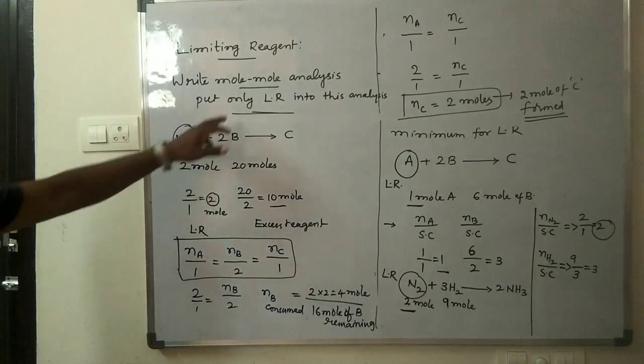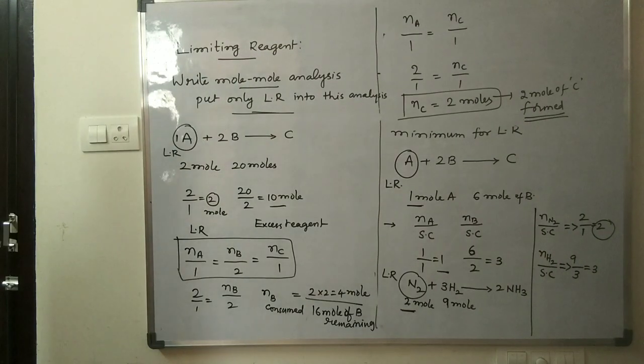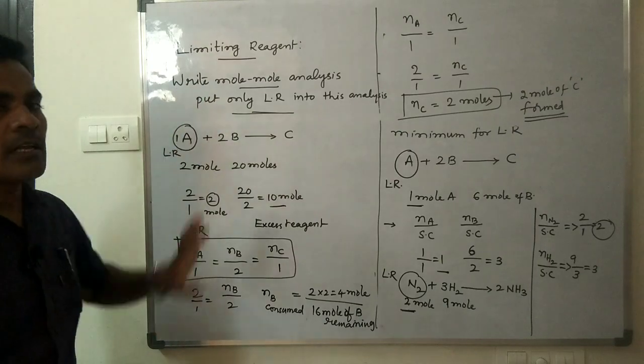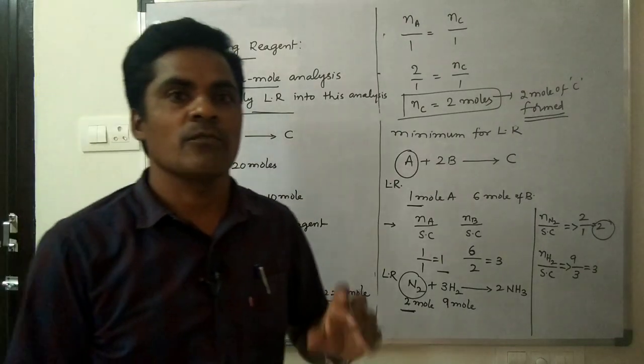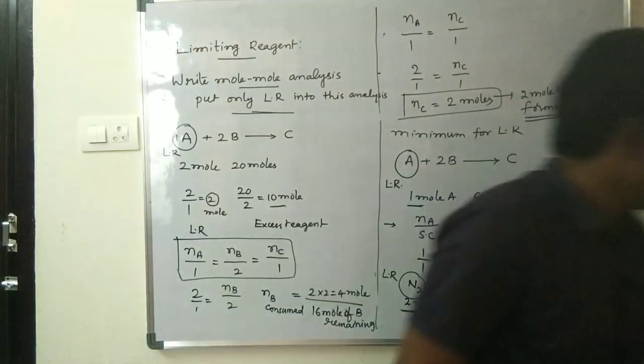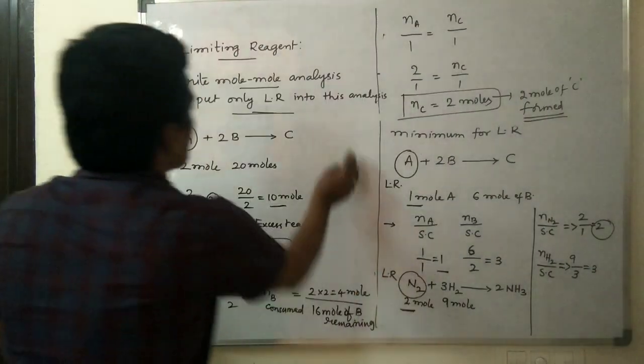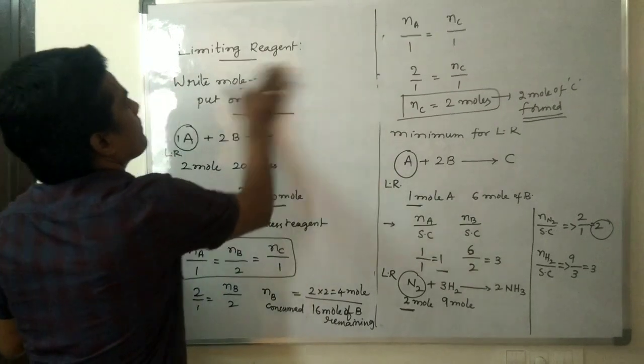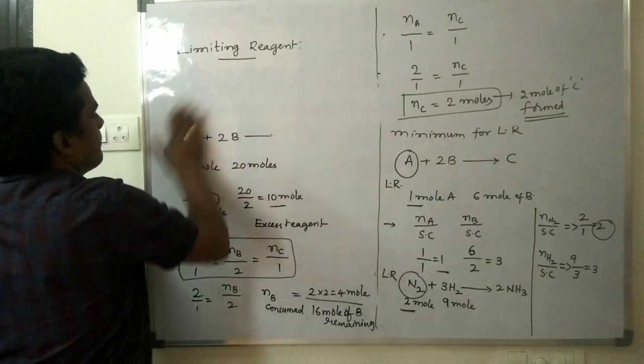Put only the limiting reagent into this analysis. So the limiting reagent limits the amount of product formed during the reaction. Okay, cool. Now let us take one example to solve a limiting reagent problem.